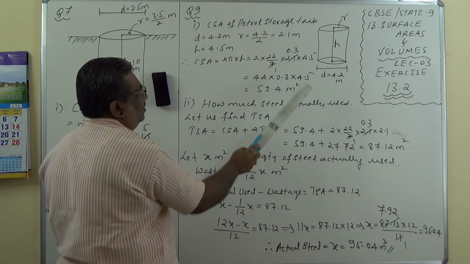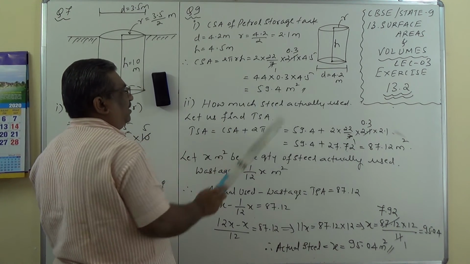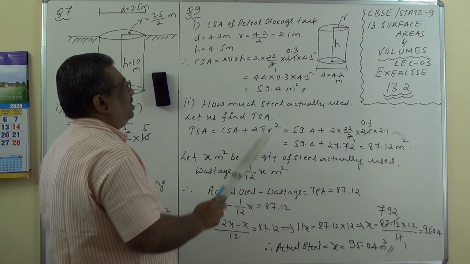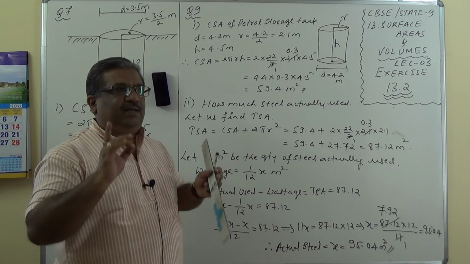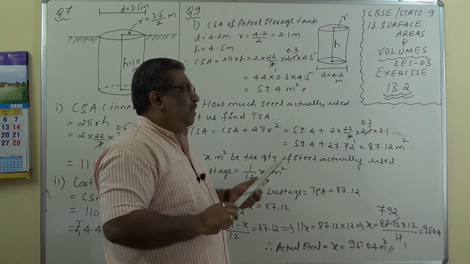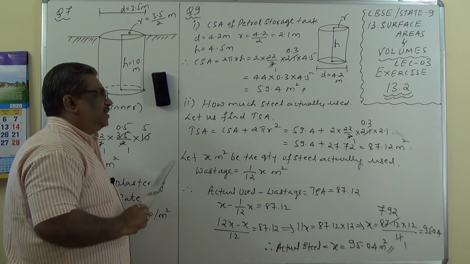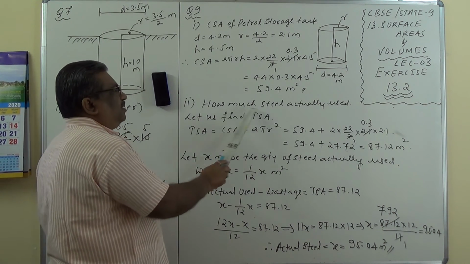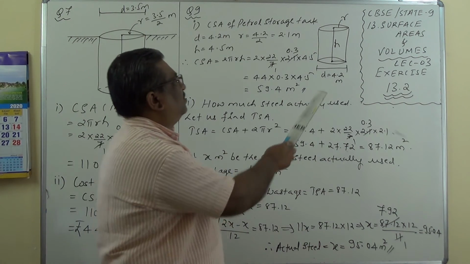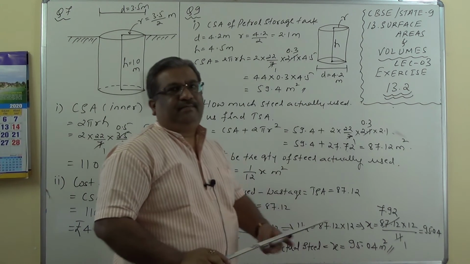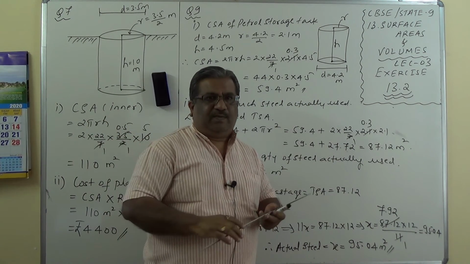If you substitute the values, you get 59.4 square meters. So 59.4 square meters is basically only the curved surface area. Remember, it is only the curved surface area. Okay. See, the second part of the question asked is very interesting. How much steel actually is used is the question. How much steel is used in building this one? He gives some wastage also.